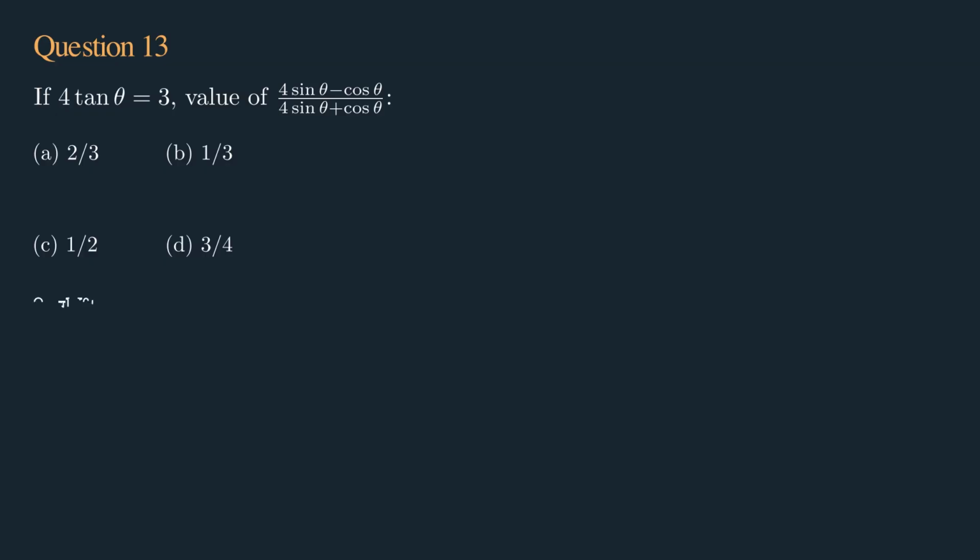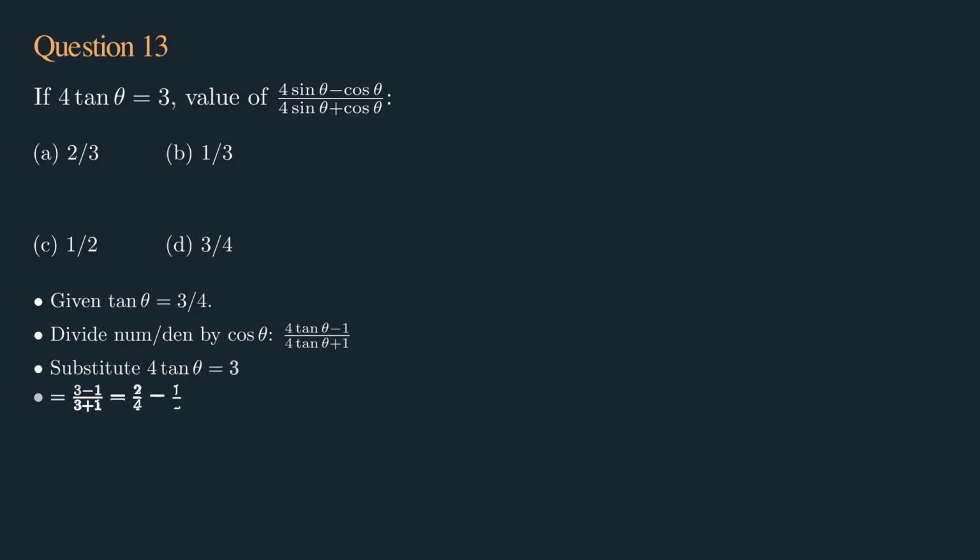Question 13. If 4 tan theta equals 3, evaluate the given expression involving sine and cosine. Here are the options. Divide the numerator and denominator by cosine theta to express terms in tan theta. The expression becomes 4 tan theta minus 1 over 4 tan theta plus 1. Substituting 4 tan theta as 3, we get 2 over 4, which simplifies to 1/2. The correct option is C, 1/2.